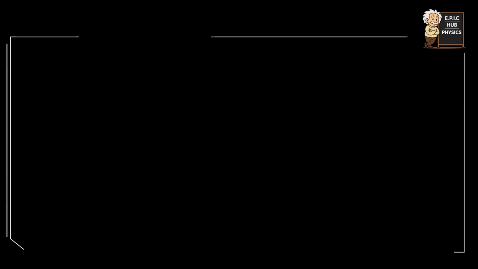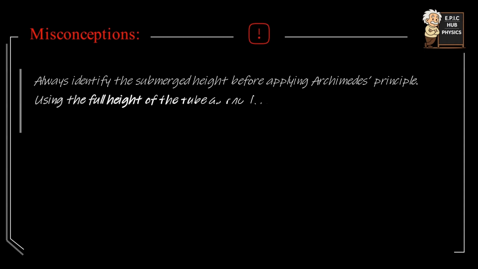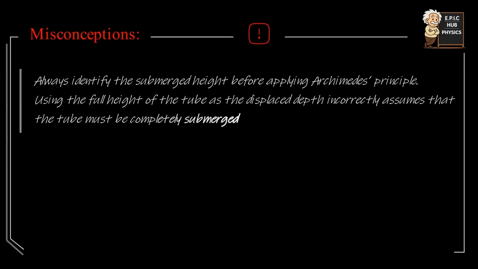A common mistake in problems like this is to use the full height of the tube when calculating the displaced volume. However, only the submerged part of the tube contributes to the displaced volume. And so, always identify the submerged height before applying Archimedes' principle. In this case, using the full height of the tube as the displaced depth incorrectly assumes that the tube must be completely submerged.